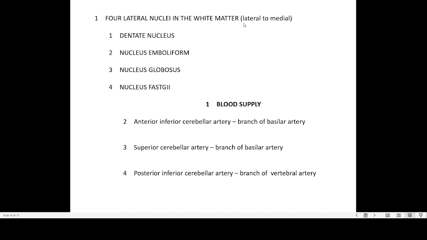Okay, that is the important basal nuclei. Yes, any problem?